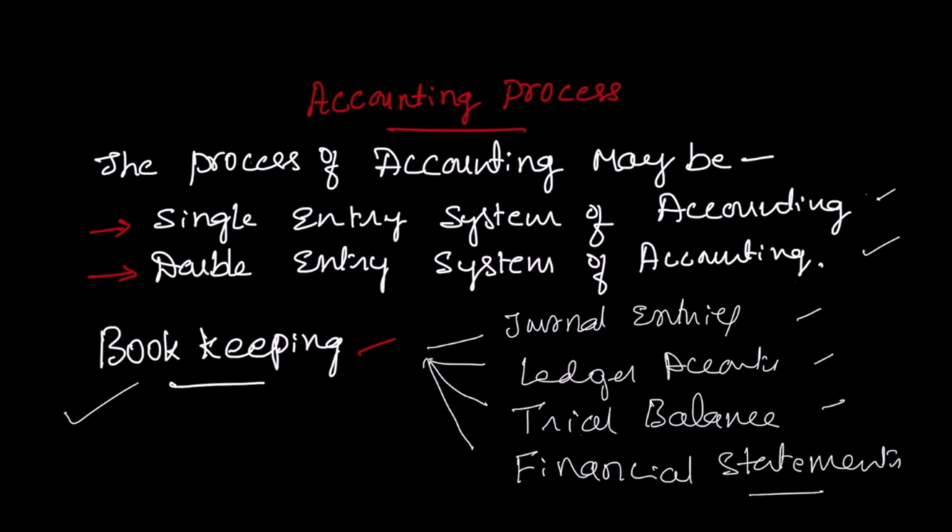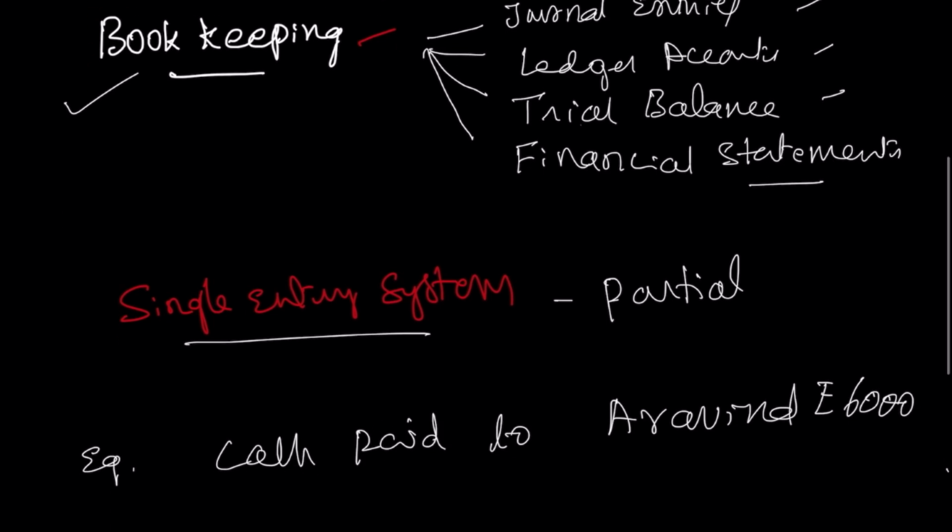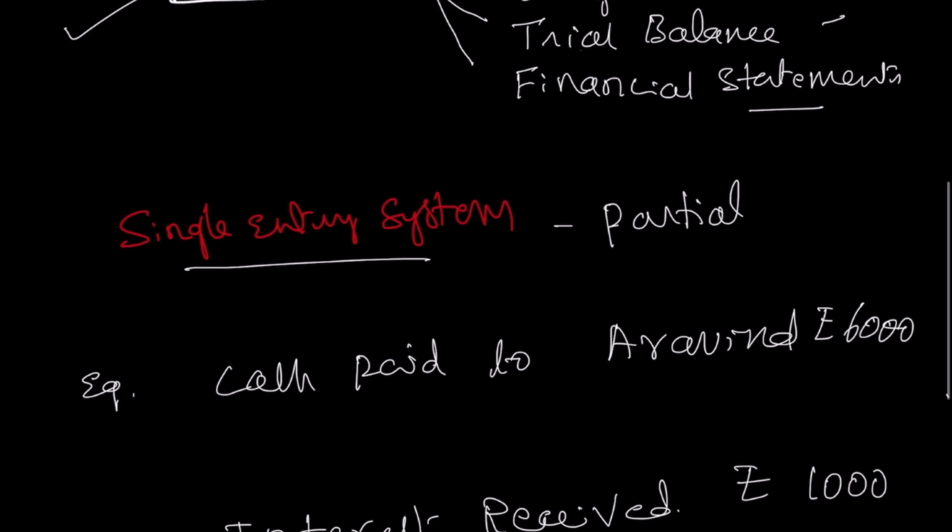This format of accounting, what we call bookkeeping, may be a single entry system of accounting or a double entry system of accounting. The single entry system of accounting is partial, where we are not going to consider the dual concept of debit and credit. As we learned in the previous class, a financial transaction contains two accounts, the dual concept. One is debit, another one is credit.